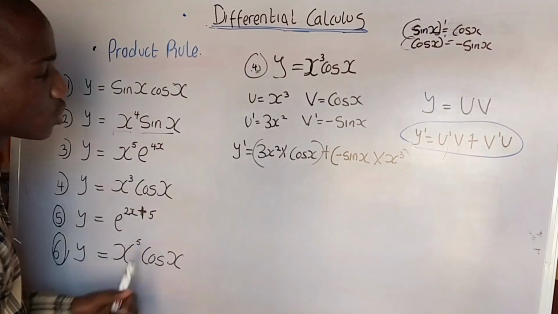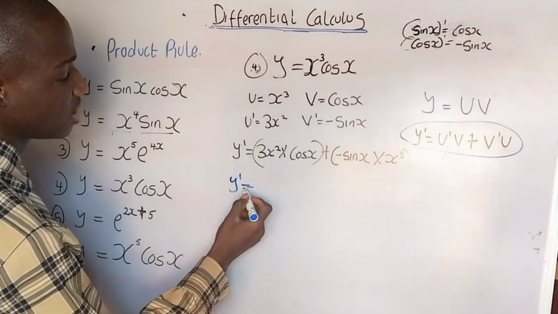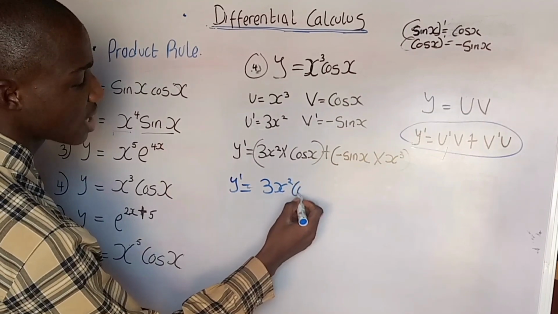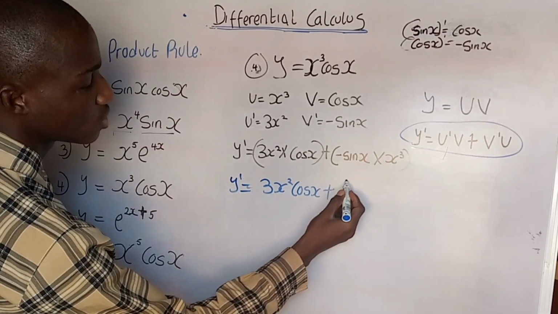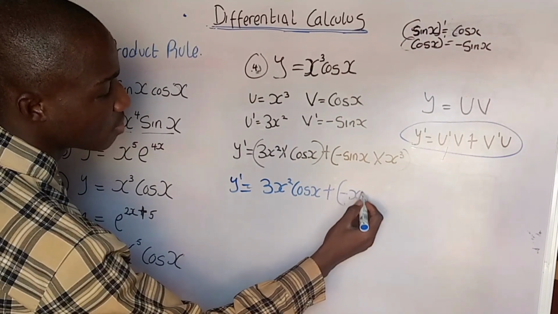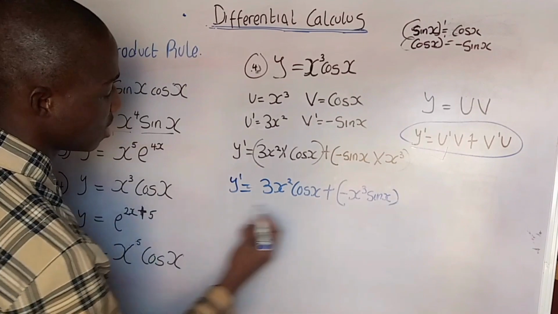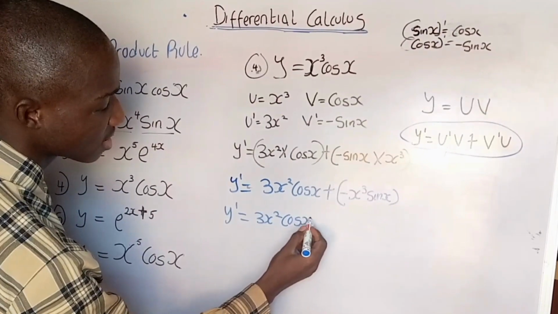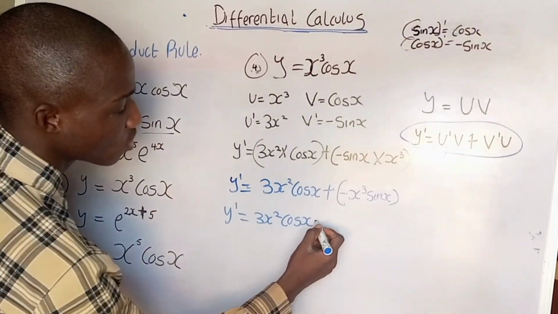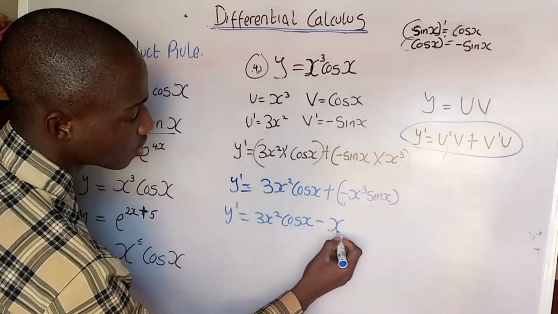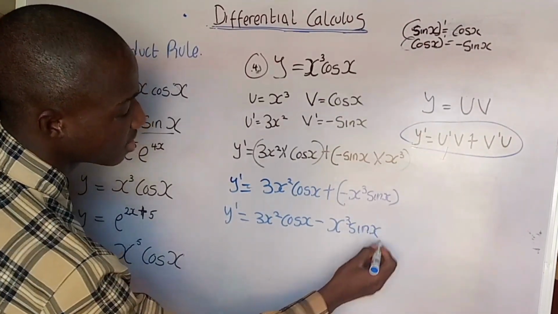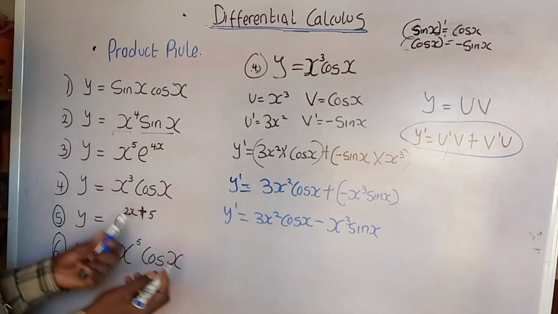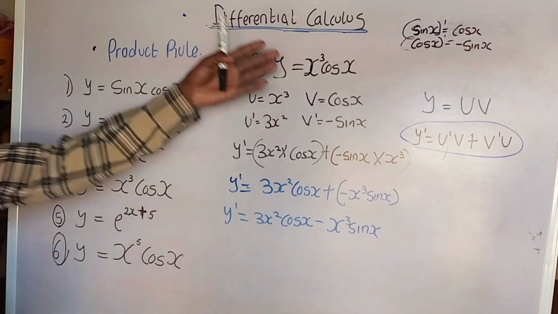Now let us proceed to solve the bracket. The derivative of y is given by multiplying this by this. So I'm going to have 3x squared cos x plus into bracket minus x raised to the power of 3 sine x. The derivative of y becomes 3x squared cos x plus, multiplied by minus is minus, so I'm going to have minus x raised to the power of 3 sine x. Proceed to factorize or leave your answer in this form.